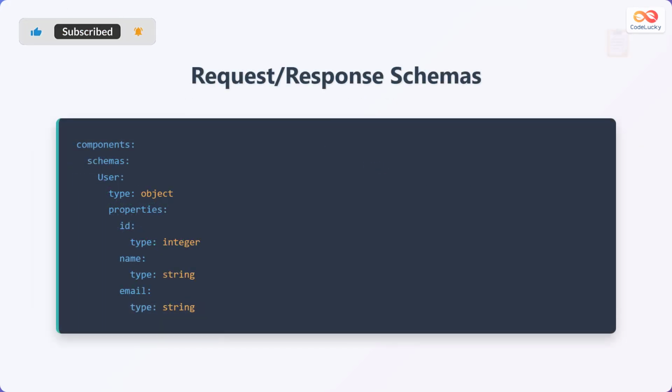Defining request and response schemas, let's look at an example. Under the components section, schemas defines reusable schema definitions. The schema named User is of object type and has properties like id of integer type, name of string type, and email also of string type. These schemas can be referenced in the request or response definitions of API endpoints.